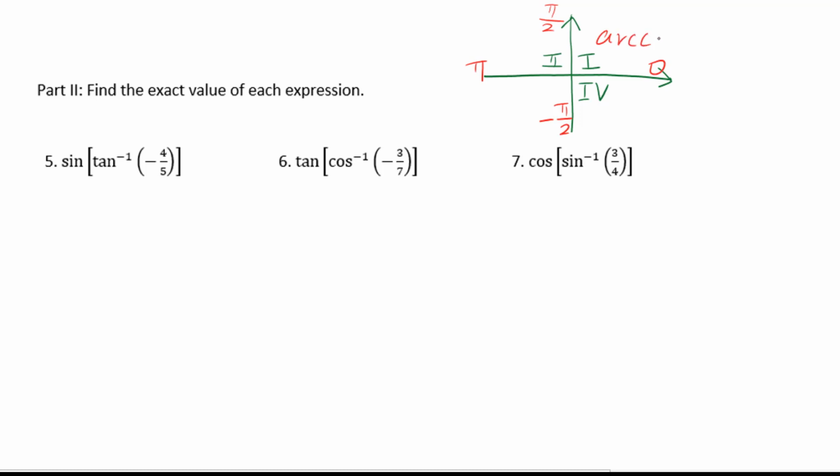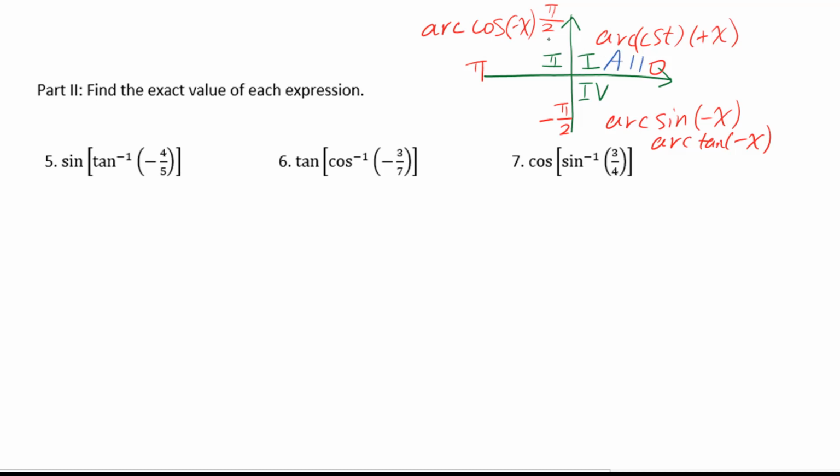Arc cosecant positive will go to the first quadrant. Arc sine negative x or arc tangent negative x go to the fourth quadrant. Arc cosine negative x will go to the second quadrant. Also, you need to know All Students Take Calculus.